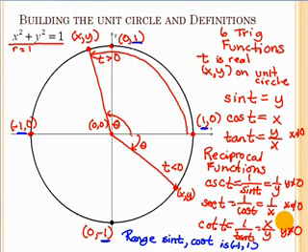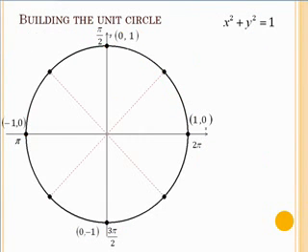Okay, let's go on to a quick review of how we built the unit circle when it was divided into 8 pieces. So that means we've divided it into pi-fourths. Down here we've got 5 pi over 4 and 7 pi over 4.